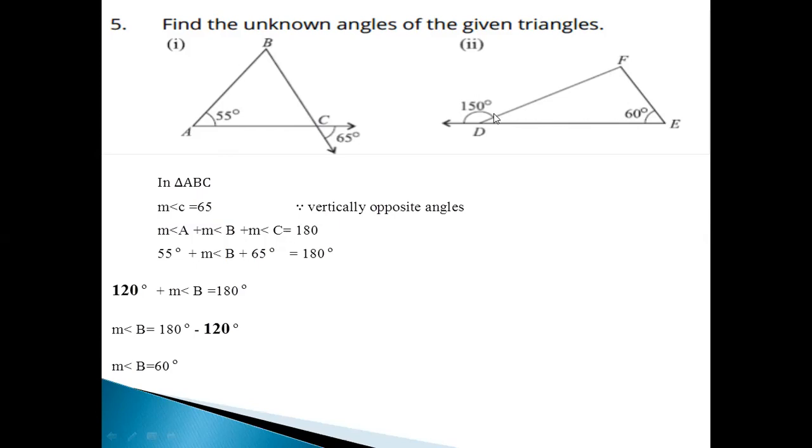You have to find the other one by yourself. How? Look, angle D you can find. When you complete this half circle, 150 plus angle D is equal to 180 degrees. Then angle D will be 180 minus 150. So automatically you will get angle D. Then angle D plus angle E plus angle F is equal to 180. You put the values and find it.